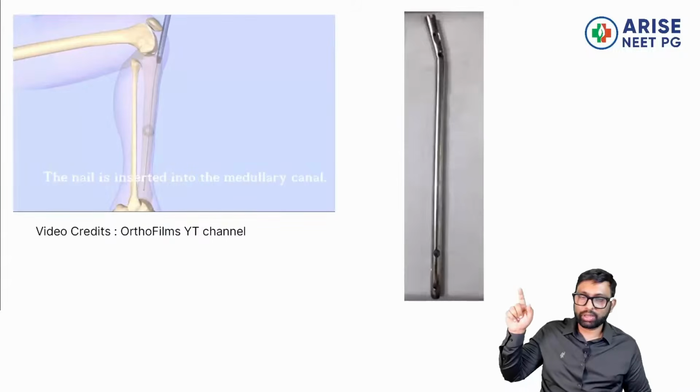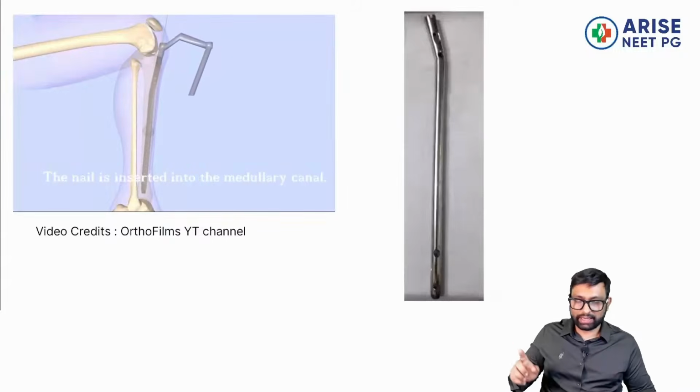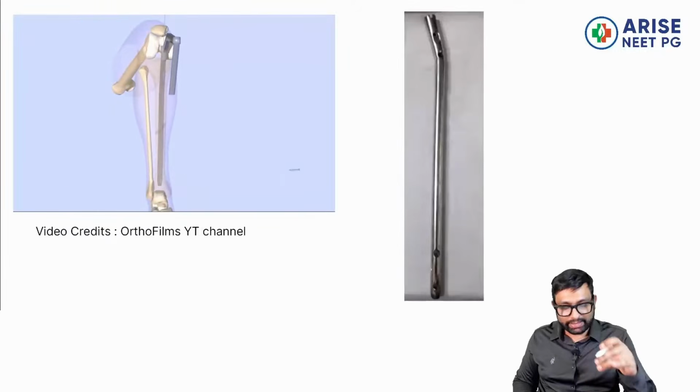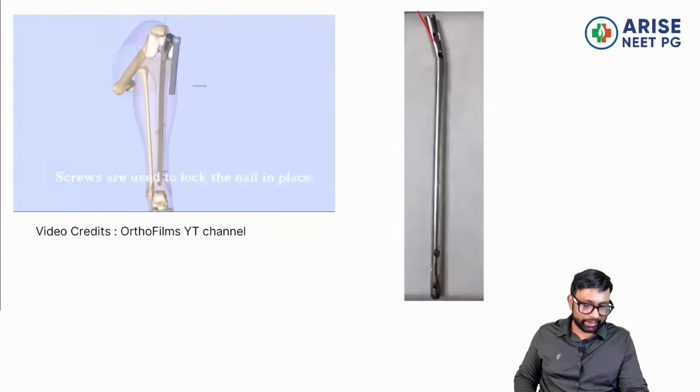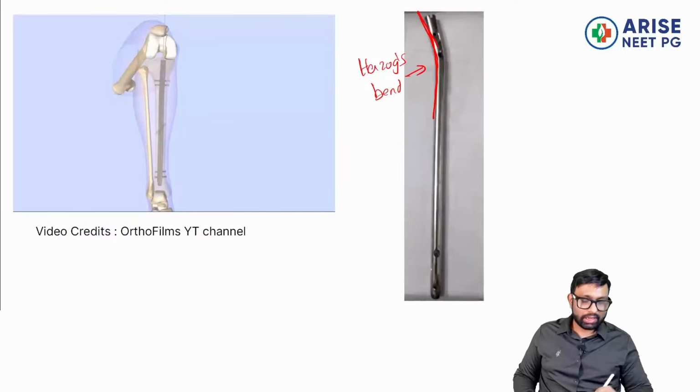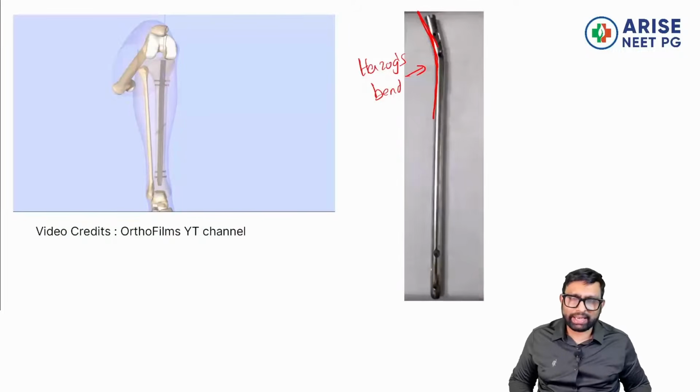Now they put a rod. Yeah, that's how the nail goes inside. If you see, this nail, to go inside, it has a curvature, so it needs this bend. Any nail that goes to the tibia requires this bend, and this is called as the Herzog's bend. So any tibial nail will have an acute bend like that.